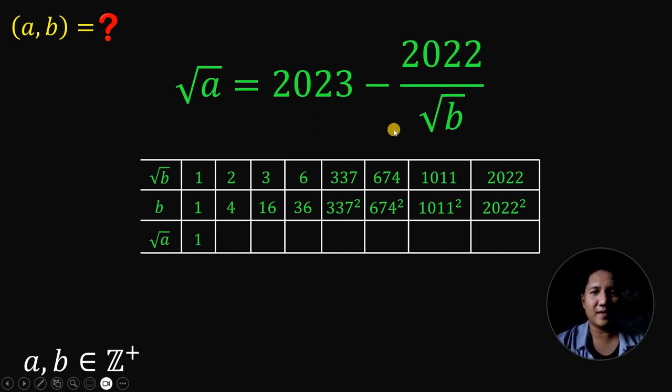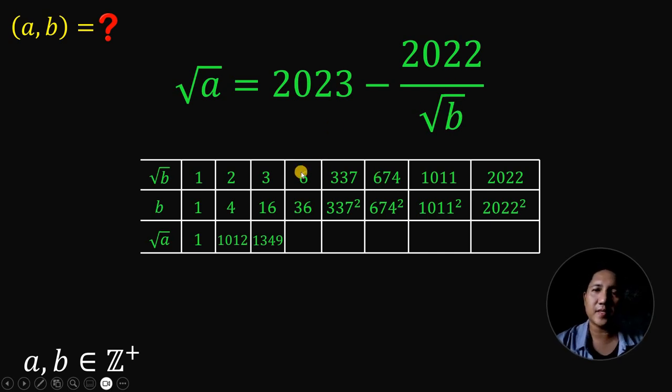What will happen if square root of b is 2? 2022 divided by 2 will give us 1011. So 2023 minus 1011 gives a value of 1012. Now, if the square root of b is 3, then 2022 divided by 3 gives us 674. And 2023 minus 674 gives a value of 1349.